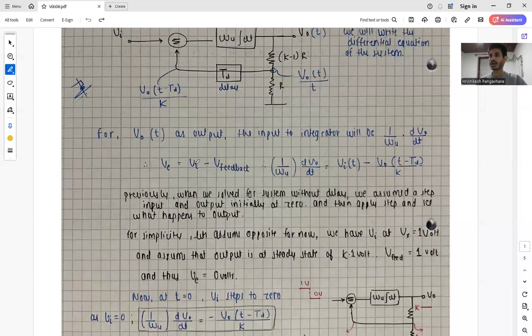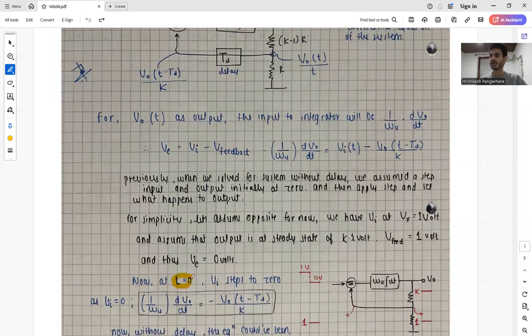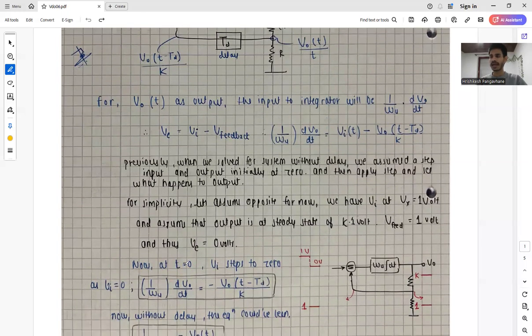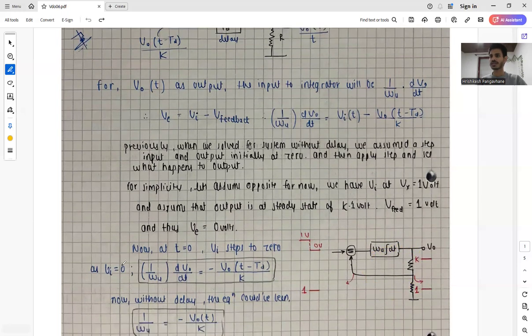So this is a steady state before we start analyzing, and the moment we start analyzing, we will consider it as t equals 0. Now let's say at t equals 0, we apply a step to 0 volts. Initially we had 1 volt; now at t equals 0, we step down the voltage and then analyze the output voltage. As Vi comes out to be 0, this Vi gets removed from the equation, and the equation can be written like this.